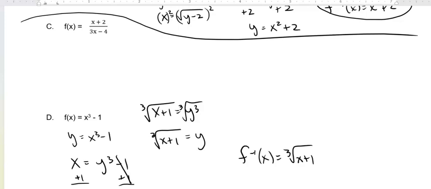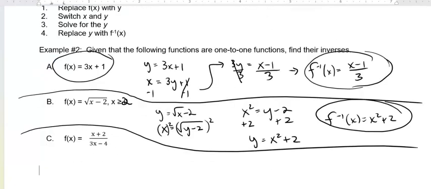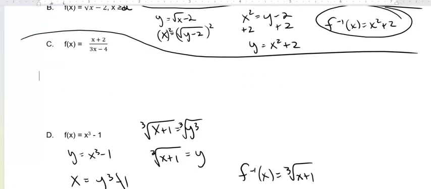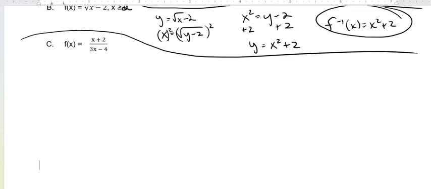All right, now for this one that looks fairly complicated. Let's see what we can do with this guy. We really got to work on our algebra. Oh, geez. Really rely heavily on our algebra skills. Better give myself some space. All right, so go ahead.